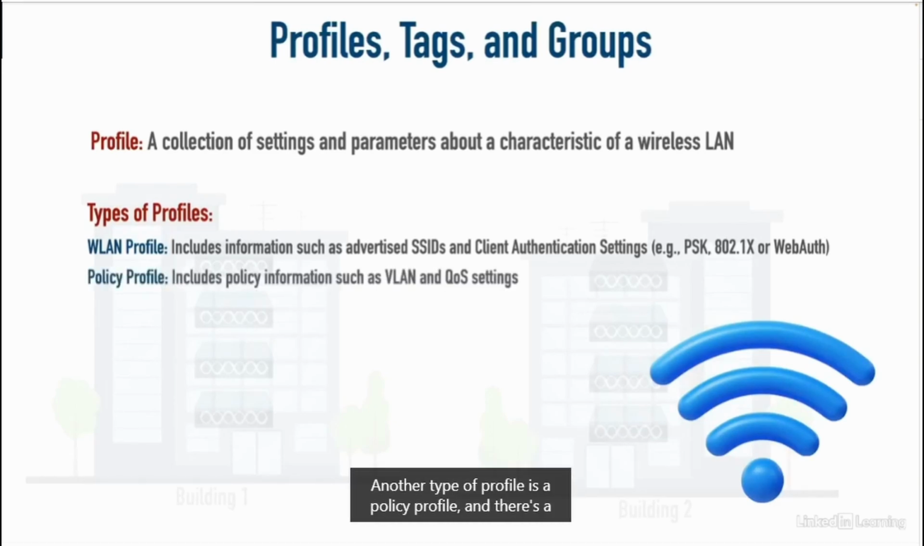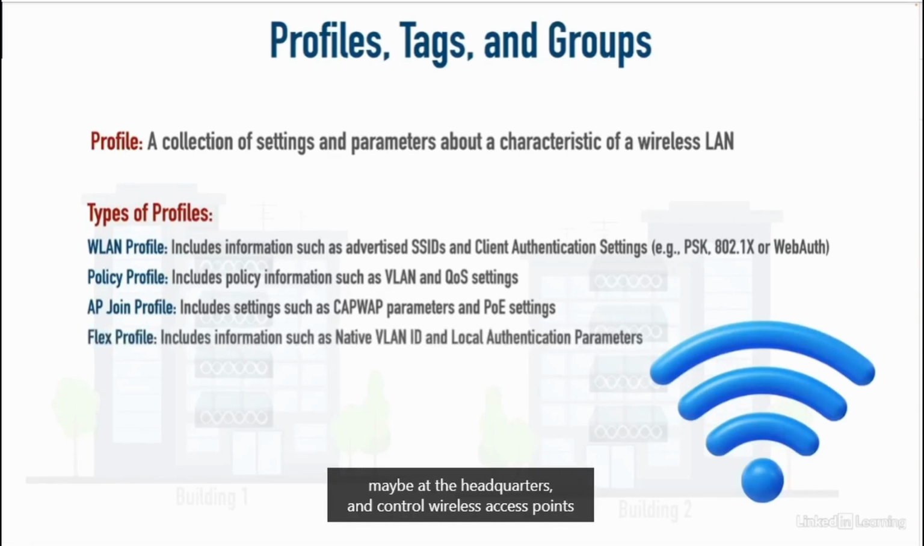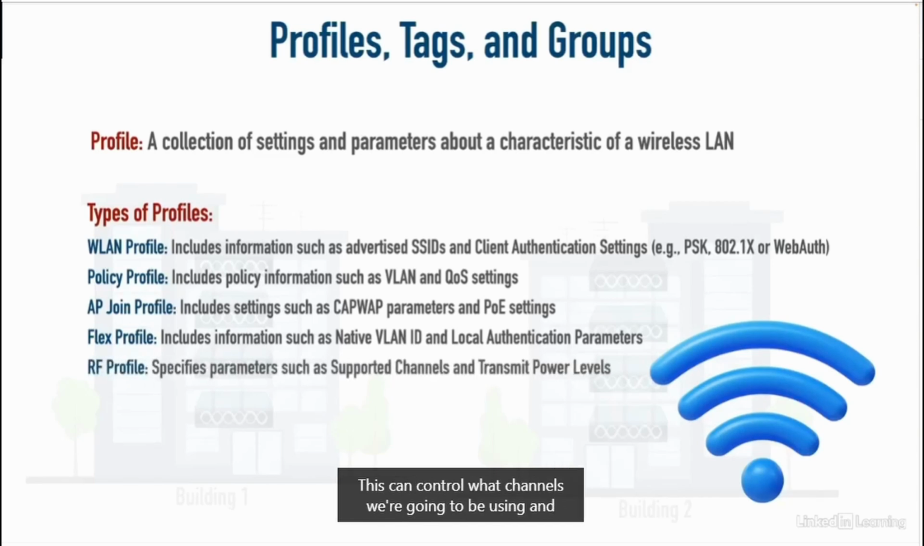Another type of profile is a policy profile, and as a couple of examples, it contains information about VLANs and quality of service settings. There's the AP profile, or some literature calls it the AP join profile. This can have information about our CAPWAP settings, such as various timers. It can have information about our power over Ethernet settings. And if we're using Cisco FlexConnect, which allows us to have a wireless LAN controller maybe at the headquarters and control wireless access points that live at remote sites, well, those settings can be specified in the Flex profile. There's an RF profile for radio frequency. This can control what channels we're going to be using and the transmit power levels.